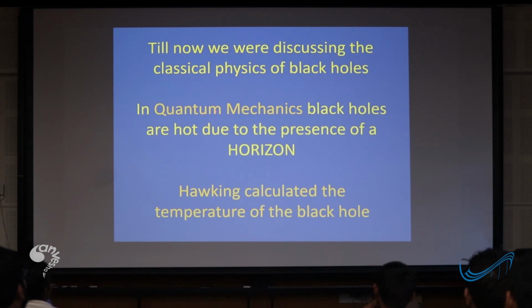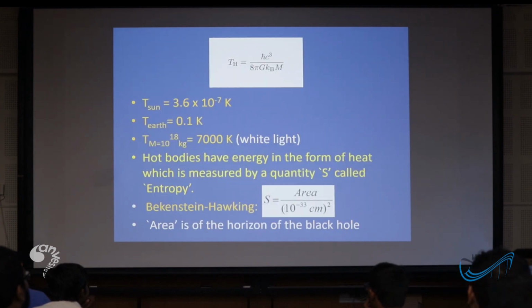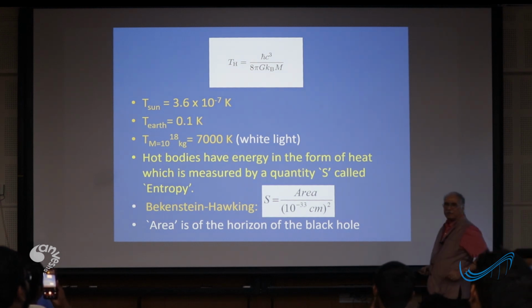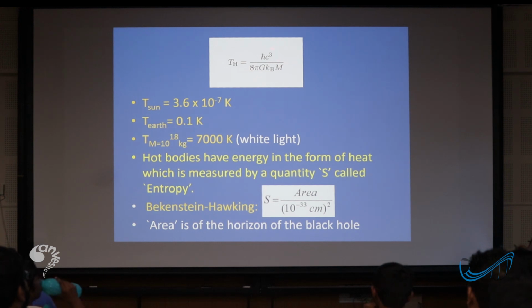So in quantum mechanics, black holes are not really black actually. They are hot and they emit radiation because of the presence of the horizon. Now, this is the famous discovery of Stephen Hawking. And he calculated the temperature of the black hole. This is Hawking's famous formula. And actually, on his gravestone, this formula is there. The temperature formula of the black hole in terms of its mass and the other fundamental constants. So now, let's have a little fun with this formula. It tells you that if you have a certain mass black hole, then this would be its temperature.